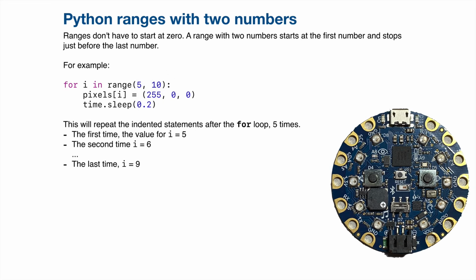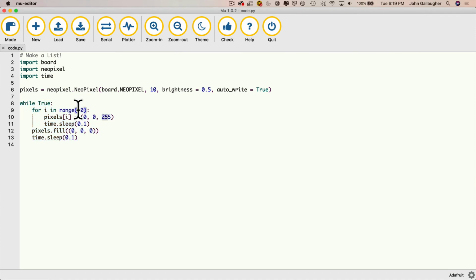So let's see what this code would look like if we executed it. We start over here at 5. The first time we go through, i is 5, so we light up 5 in red. The second time it's 6, the third time it's 7, the fourth time it's 8, and the fifth time it's 9. We never reach 10, we're done. So let's try it out just to see how things would work.